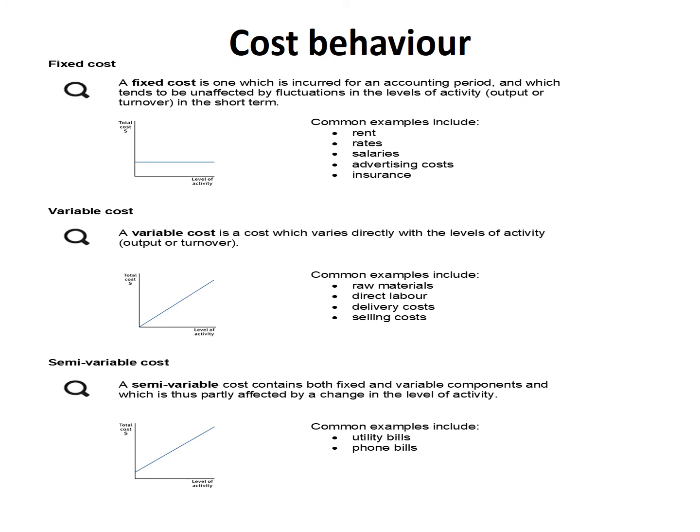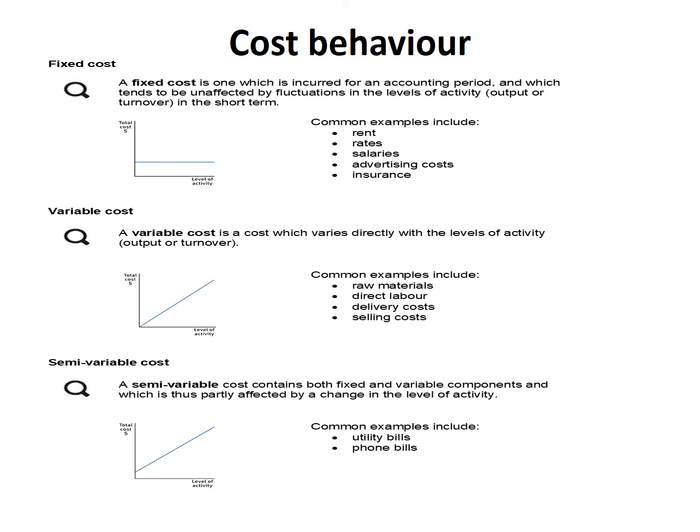Example, raw material cost. If you are producing pens, the raw material, the plastic cost for 1 unit, when you produce the second unit, it will increase. The third unit, it will increase again. That's the variable cost behavior. So the graph is like this. If there is zero level of activity, there is no cost. But when the production is increasing, the variable cost is increasing.